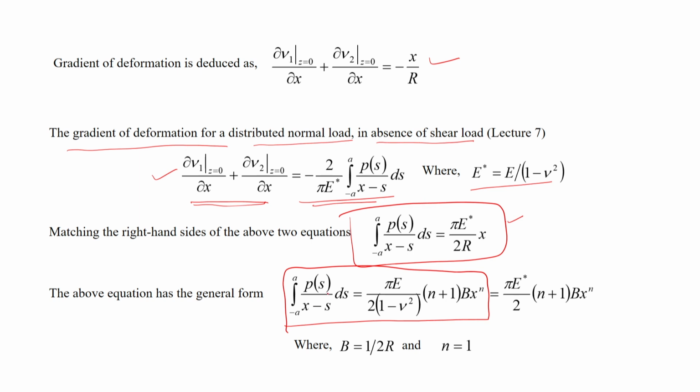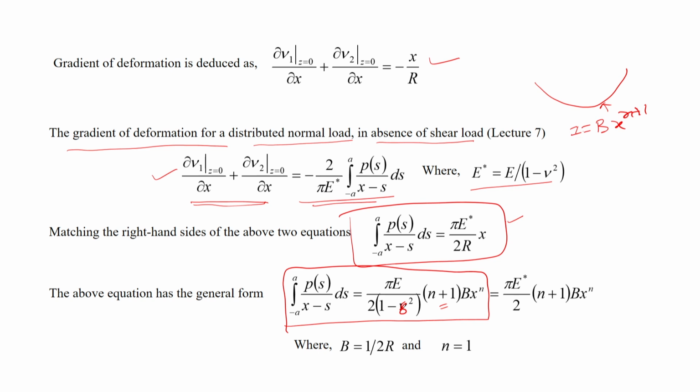So, here this left hand side is the same, and on the right hand side we have, let us say, x to the power n and pi e star, where e star is e by 1 minus sigma square, divided by 2, and then we have n plus 1. So, this is the general form of this kind of curved surface. Of course, we have got a parabolic form, but here this is a general form, given as b x to the power n plus 1, and you remember that I described this z is equal to b x to the power n plus 1 while discussing these things in lecture 7 or so.